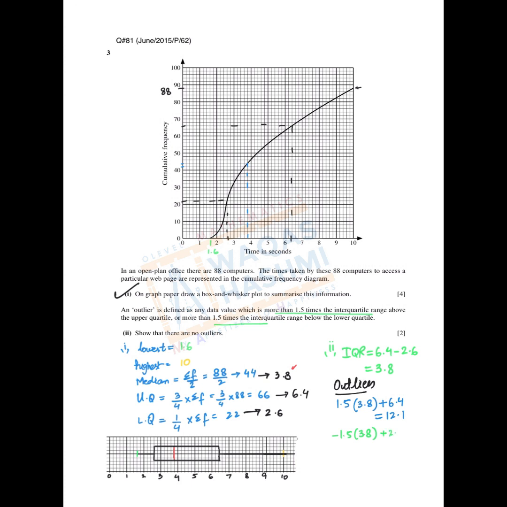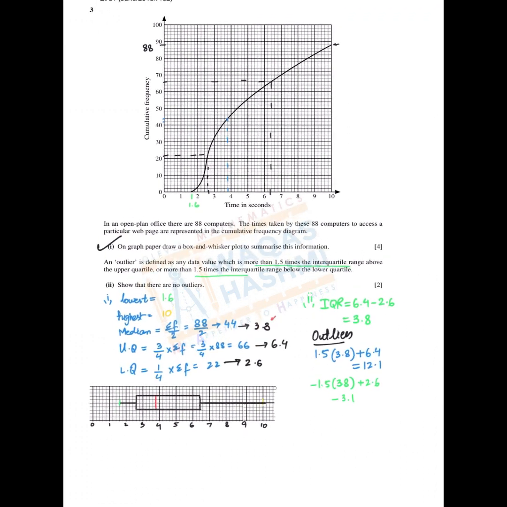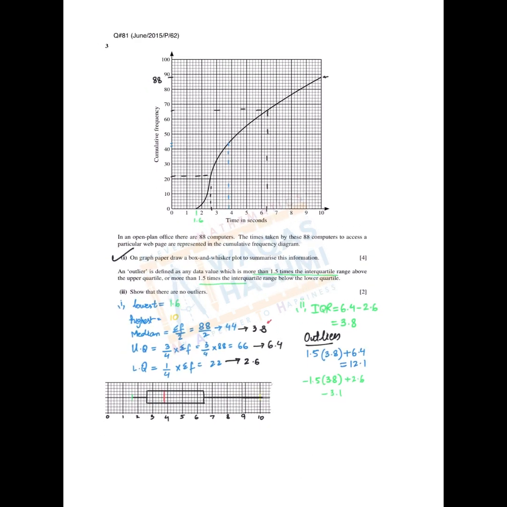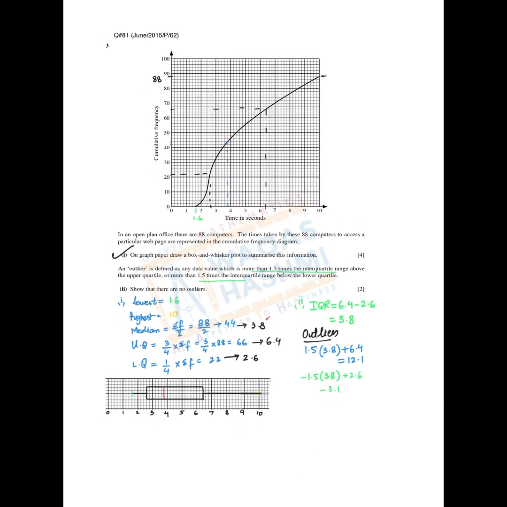So that will be minus 2.6. If you solve it, you will get minus 3.1. Alright. Now, if I explain it in an easier way, let me give you an example. Let's suppose that you have a line here.